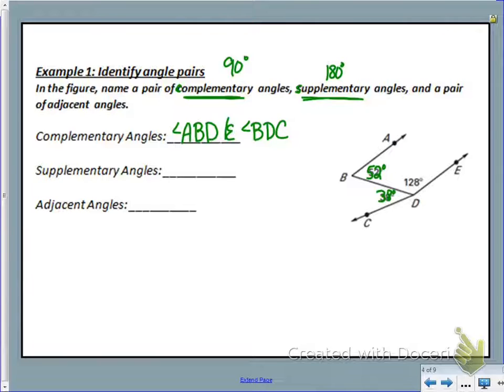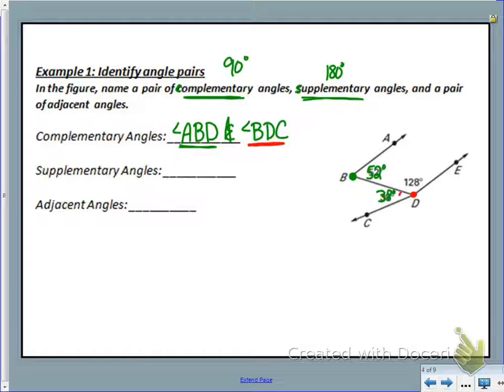Now, one thing I want to make a note of is when you look at this, I could have named angle ABD by just calling it angle B. That's acceptable because it's the only angle around that vertex. However, I cannot name angle BDC angle D. Here's why. If I look at vertex D, I have several angles occurring or created around vertex D.